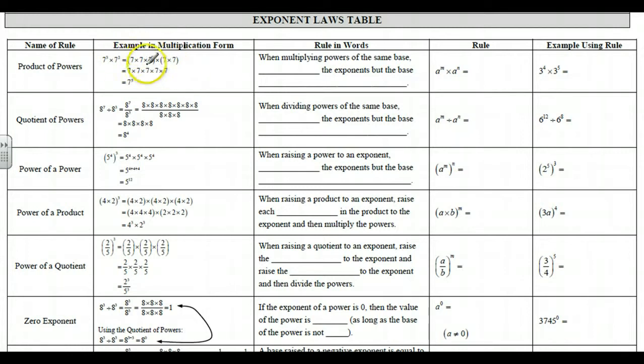Multiplication is commutative. We can remove the brackets. We have 1, 2, 3, 4, 5 sevens, and the way we write that is 7 to the power 5. So when we multiply powers of the same base, we add the exponents, but the base remains the same. Expressing this in general, a to the m times a to the n is a to the power of m plus n. An example using the rule: 3 to the 4th times 3 to the 5th is 3 to the 4 plus 5, which is equal to 3 to the 9.